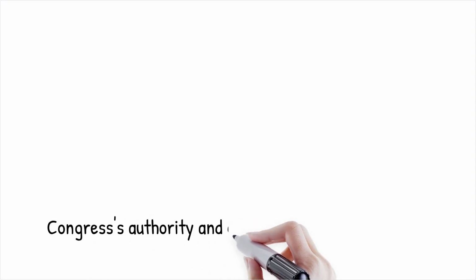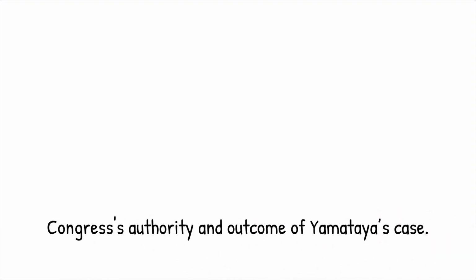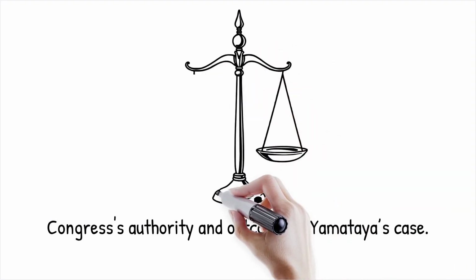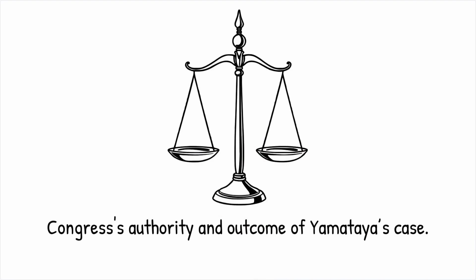Congress's authority. The court reaffirmed Congress's broad power to regulate immigration and deport aliens, but clarified that such power is subject to constitutional limits, particularly when an alien has established physical presence in the U.S. Outcome. Yamataya's deportation was upheld, as the court deemed the administrative process adequate, but the ruling set a precedent requiring due process in future deportation cases.